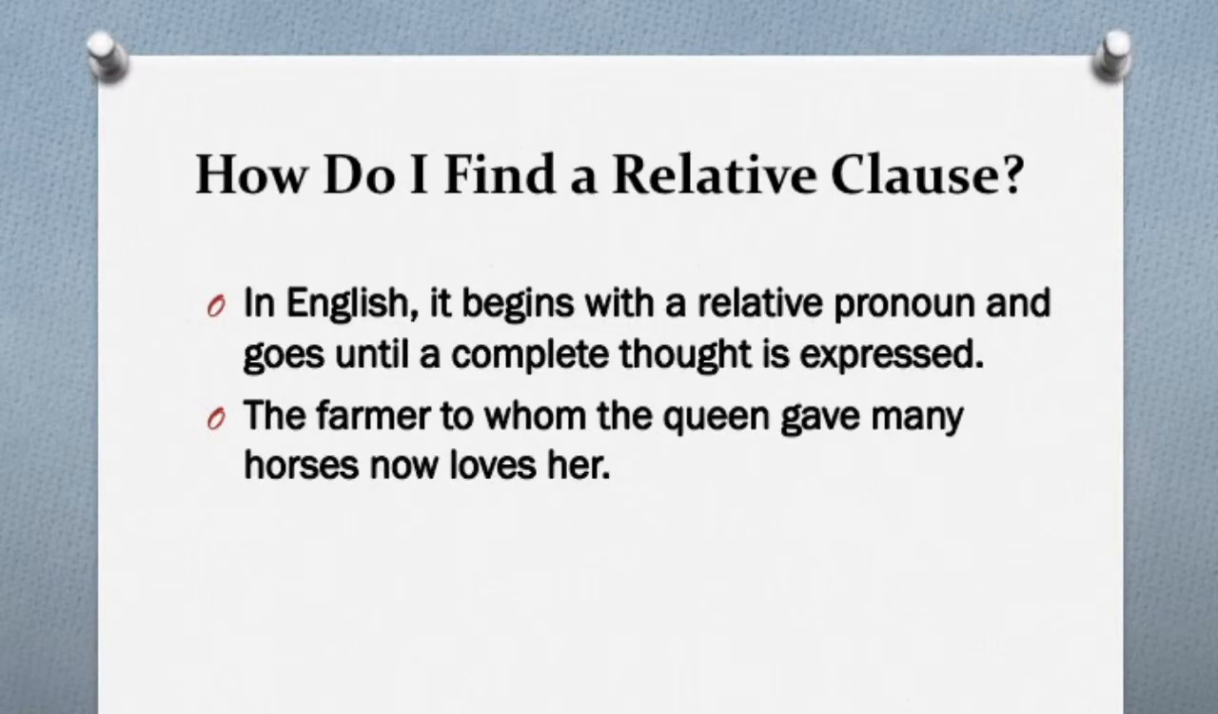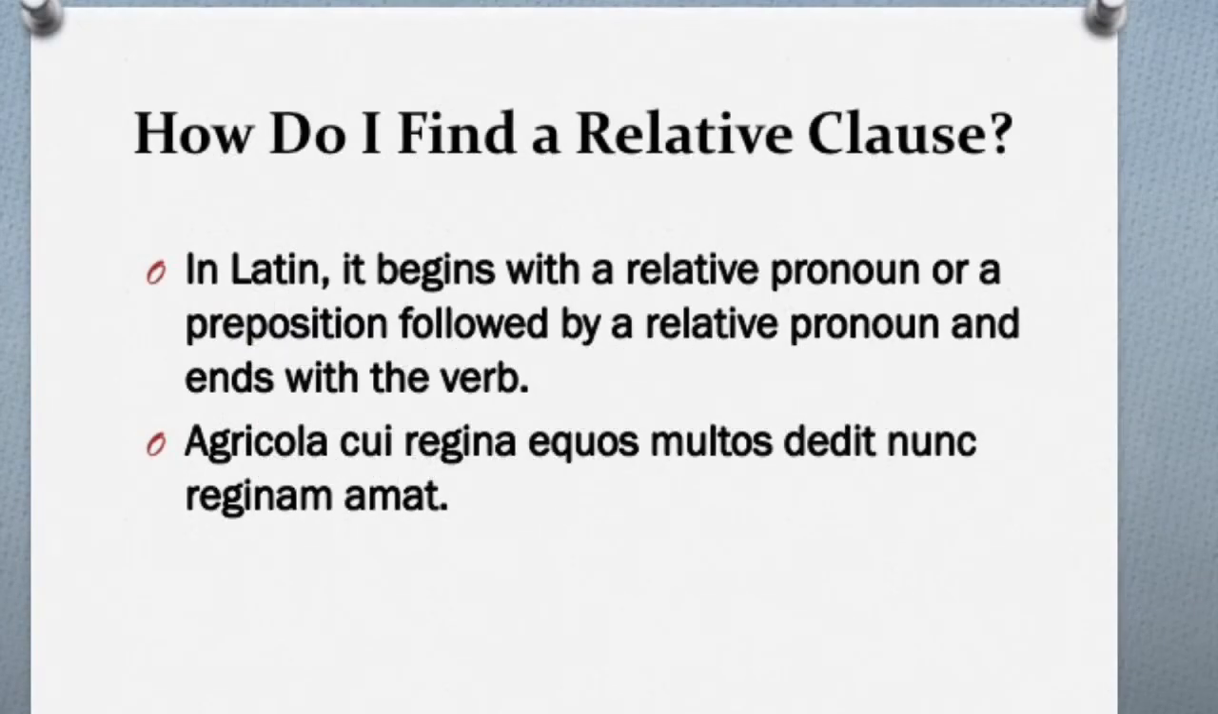In Latin, we also have to be able to tell where the relative clause begins and ends. And it's actually a lot simpler in Latin. You look for your form of qui, quae, quod. So I see qui in the Latin sentence. And then I look for the first verb, which is dedit. That's where my relative clause ends. It's always going to work that way. The relative clause in Latin begins with the relative pronoun. Sometimes there's a preposition in front of it, and it will always end with the first verb that you find after the relative pronoun.